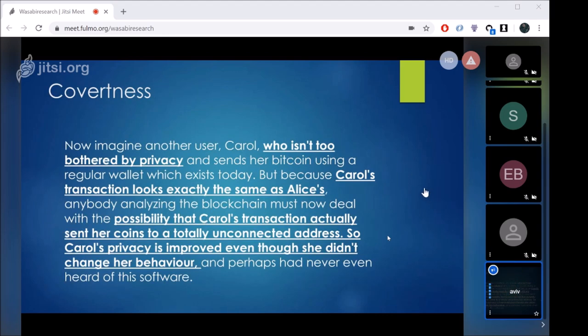So why is covertness so critical? This is brought up immediately in the paper. Belcher makes a good point. He says, imagine a completely different user, Carol, who doesn't care at all about privacy. And she sends her Bitcoin using a regular wallet, which exists today, that isn't concerned with privacy at all. But because Carol's transaction looks exactly like Alice's, and Alice does care about privacy, Alice is doing these covert coin swaps, Carol's transaction is now possibly Alice's transaction. You can't be certain that Carol herself is not engaged in some privacy protocol because it looks just like Alice's. So Carol's privacy is improved even though she didn't change her behavior and perhaps had never even heard of the software. So she doesn't care at all about coin swaps, but because Alice is engaged in these covert privacy protocols, she's actually shielding Carol as well.